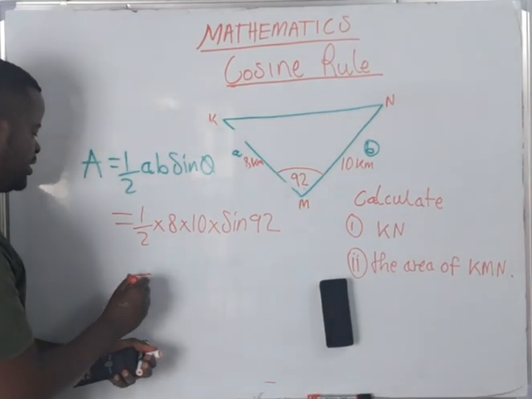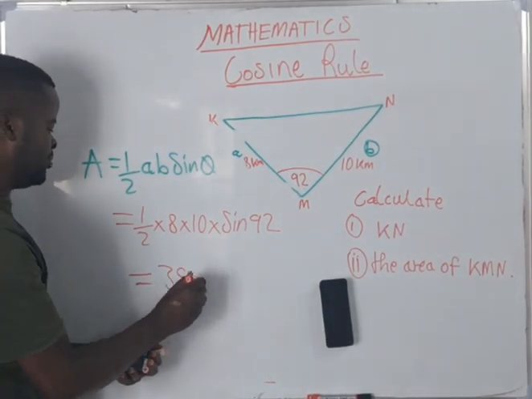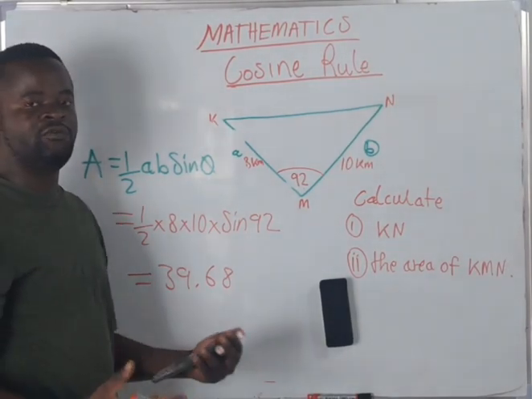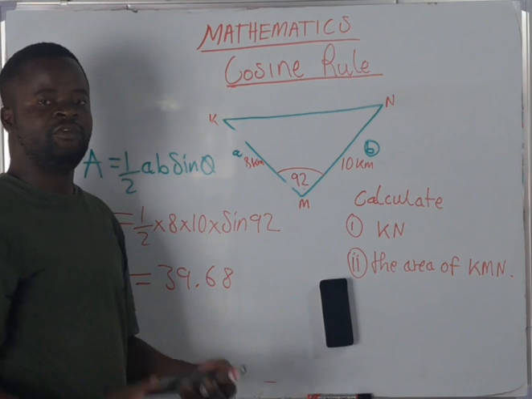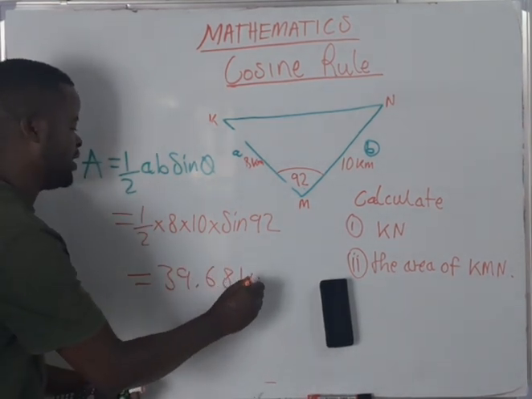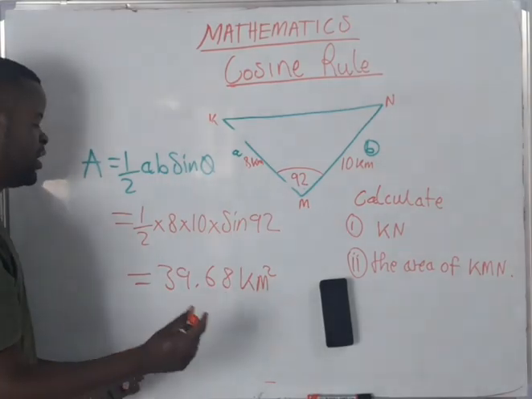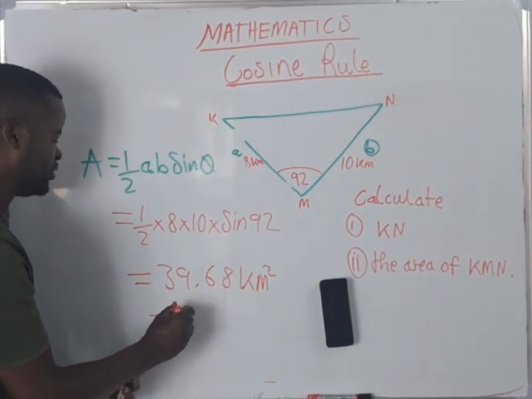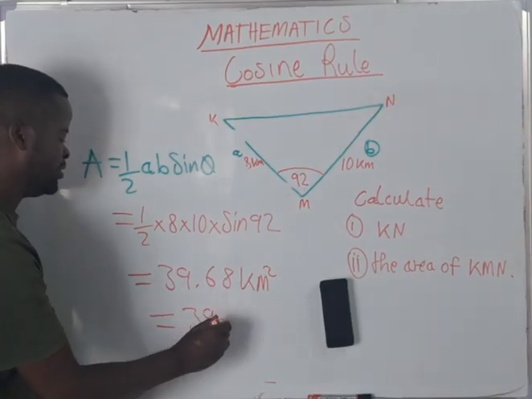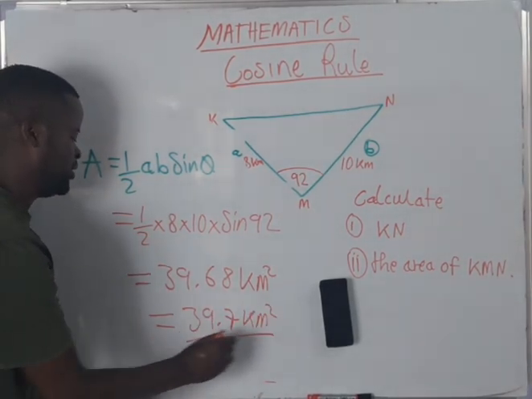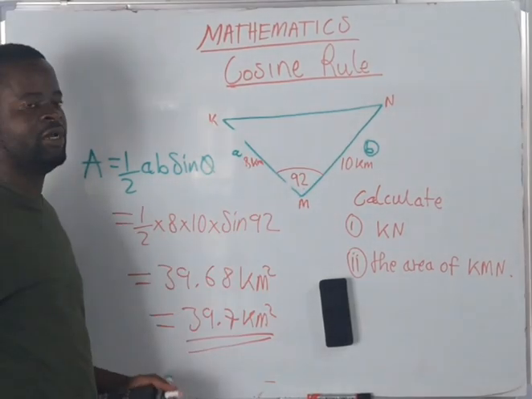Remember, if the degree of accuracy is not specified, leave your answer in 3 significant figures. Definitely this is kilometers to the power 2, which is area, but we are leaving it in 3 significant figures, which is going to give us 39.7 kilometers squared. This is the area of this particular triangle.